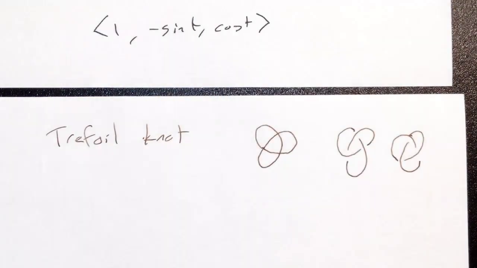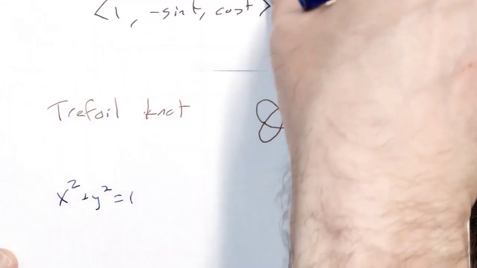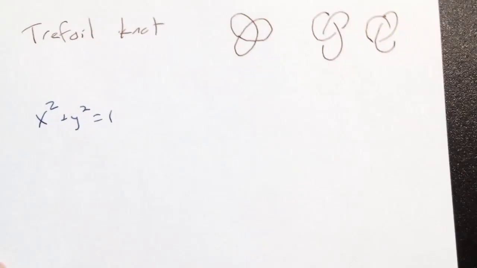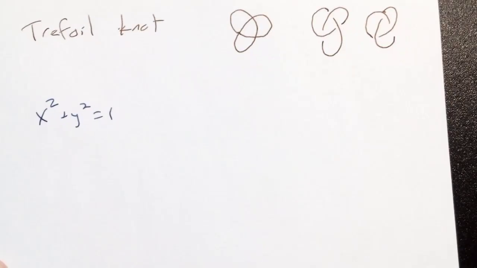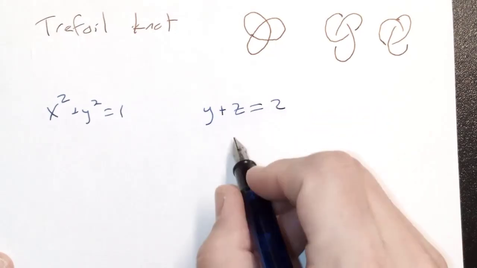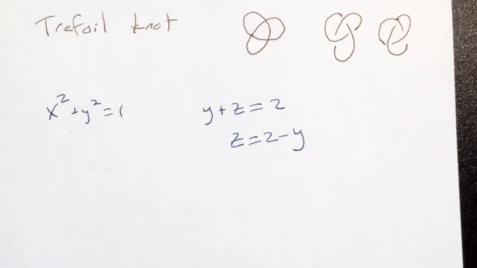Well, I could find the equation for that curve by doing a parametric description of it. So remember, we had x squared plus y squared equals 1. That was our cylinder. We also had y plus z equals 2. Another way to write that is to say z equals 2 minus y. Yes? So let me do parametric things.